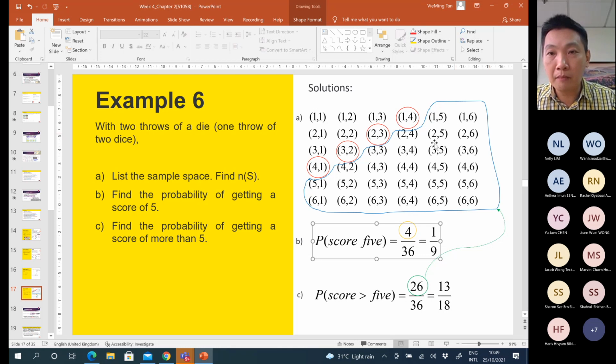So you count how many altogether. 26. So you use 26 as the numerator. And the denominator is 36, because this question involves two dice, which creates 36 possible outcomes. Simplify this fraction, you get 13/18. Okay, I stop for a while. Any question on independent events questions?